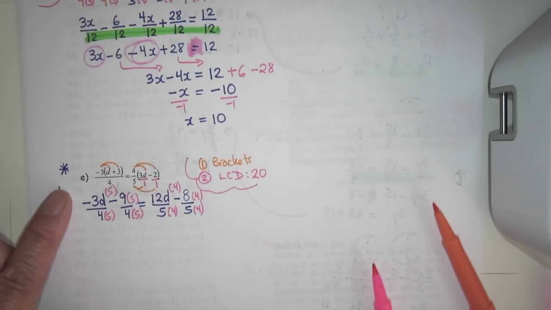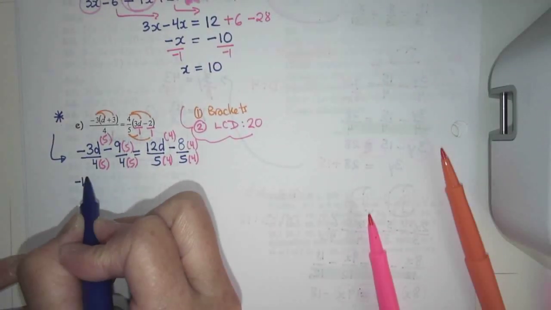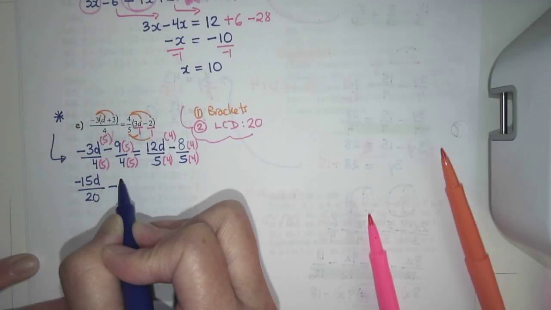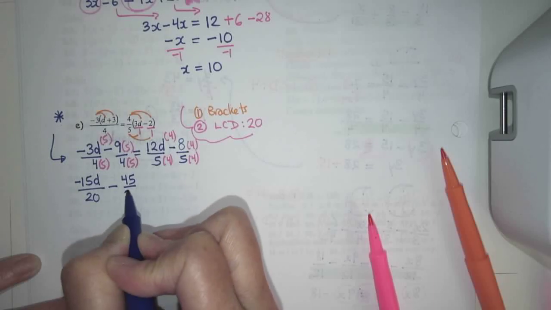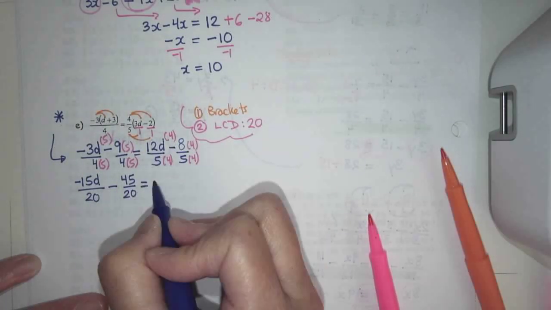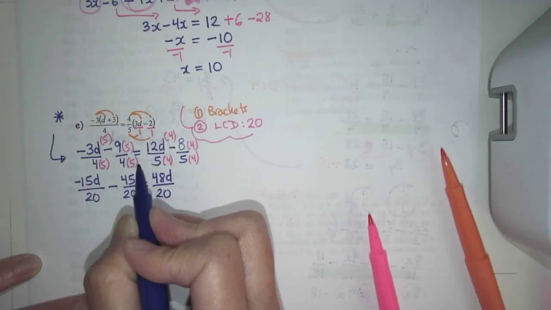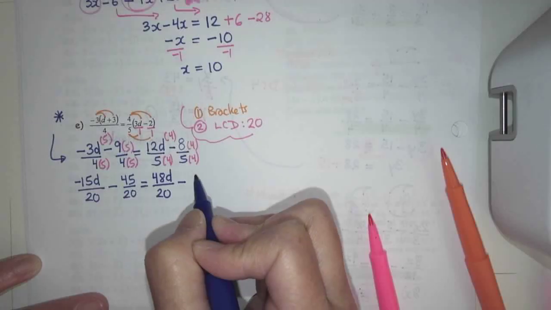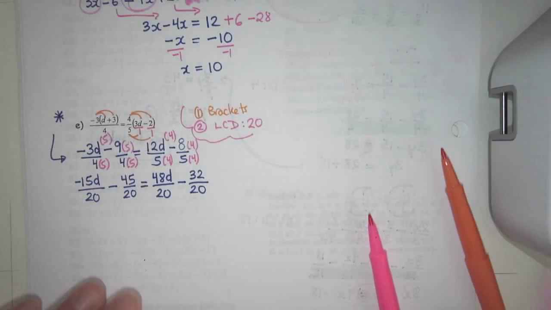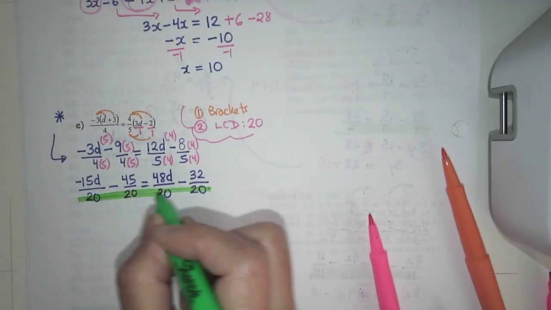Okay, so now I'm going to try to line up the equal signs in the middle and no equal signs here. Okay, so we've got negative 15d over 20 minus 45 over 20 equals 4 times 12, 48d over 20. So see how I'm trying to line up the equal signs? Good. And then 32 over 20. So all of them are now over 20.